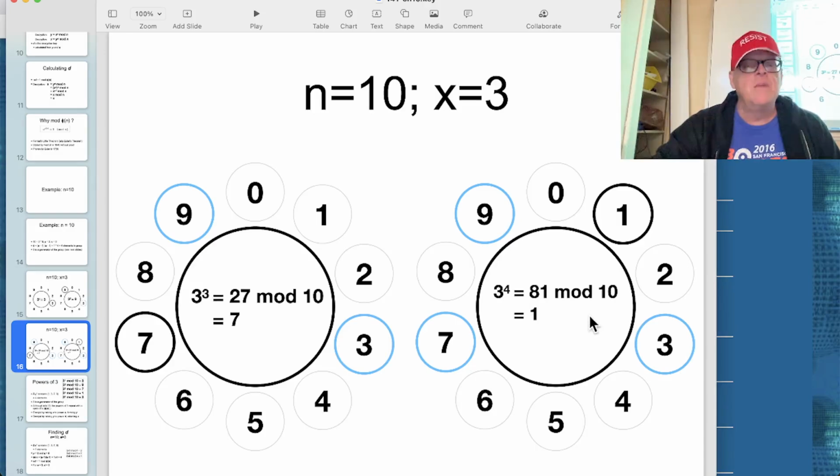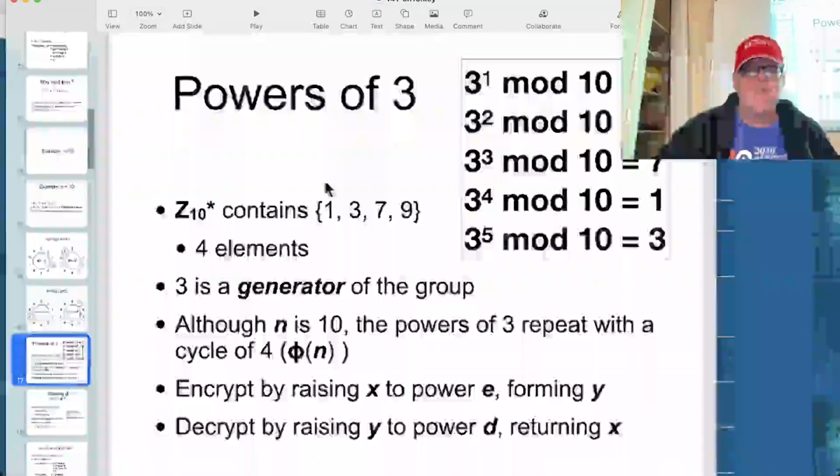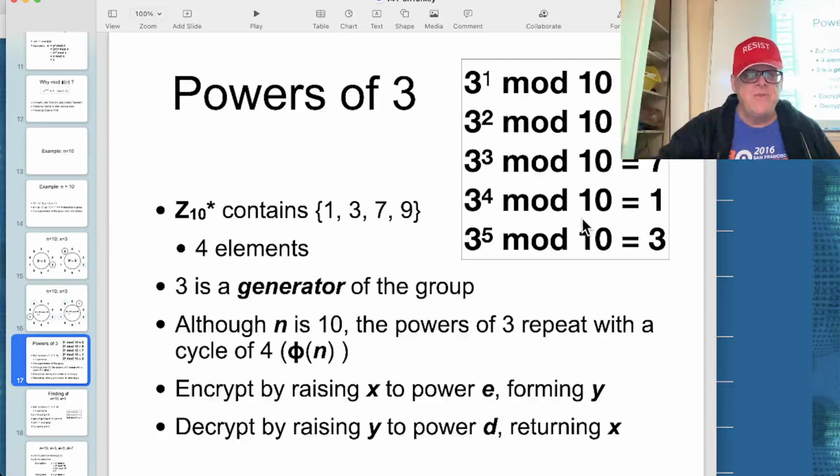And there are elements that are not generators, like if you start with 1 and raise it to powers, it's always just going to be 1. So there are generators, but not every element is a generator. So here's the powers of 3. 3 is a generator of the group, and the powers of 3 repeat with a cycle of 4.